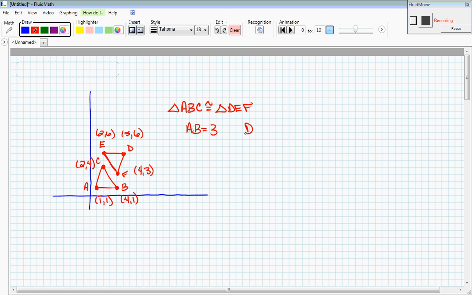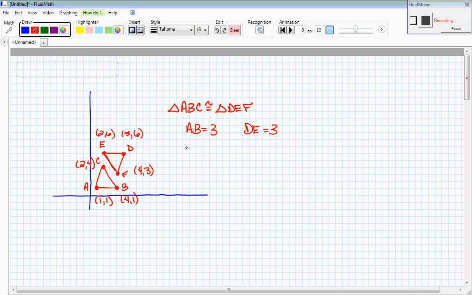That should match up with DE. And looking at DE, that segment is also horizontal. So again, looking at the x-coordinates here at 2, 3, 4, 5, 2 to 5 again, distance of 3. So check, check, that works out correctly.